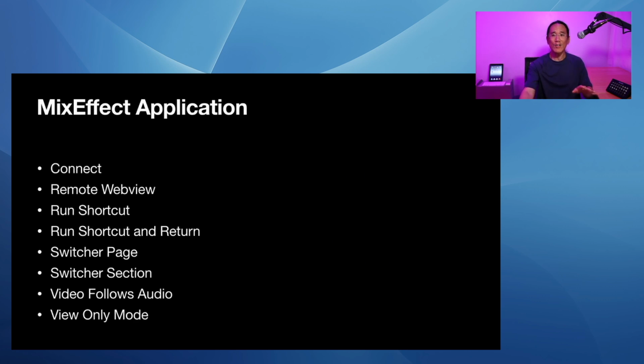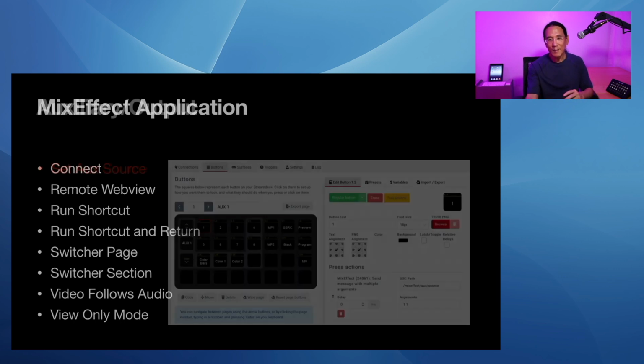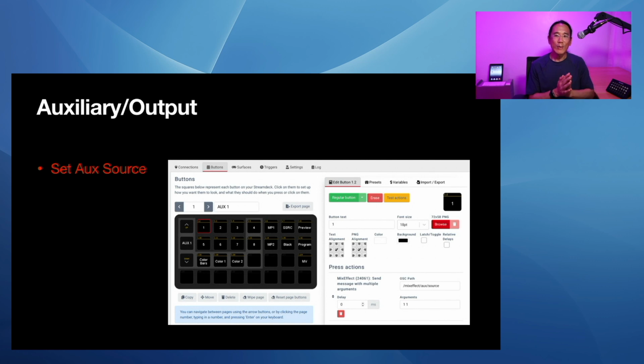Let's take a look at some of the actions. So these are the actions that you can use to control the MixEffect application itself. You can connect to a switcher, turn on remote web view, run shortcuts, change your switcher pages, go to a different switcher section, turn on video follows audio, and turn on view only mode. These are all OSC commands that were in previous versions of MixEffect. But what's new is auxiliary output. So the best way to do that is to show you a demo.